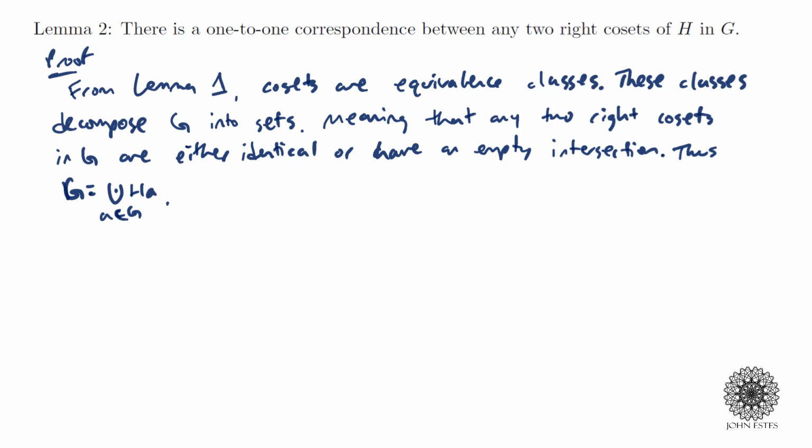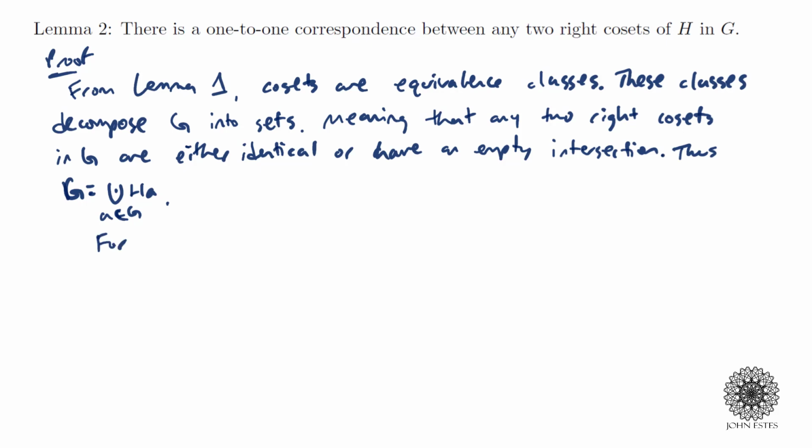Now, what we have to know then is that there's a one-to-one correspondence. We know that if you take two cosets, they can't have anything in common unless they are the same thing. But are they the same cardinality? Do they have the same number of elements in them? We're going to exhibit our one-to-one mapping in this way.